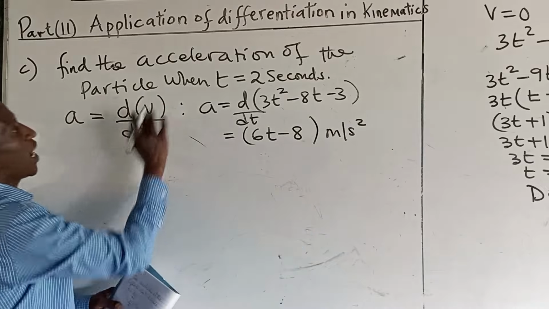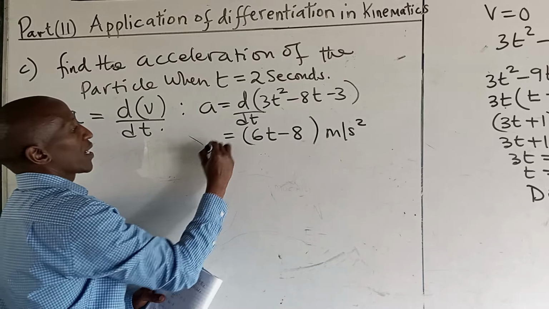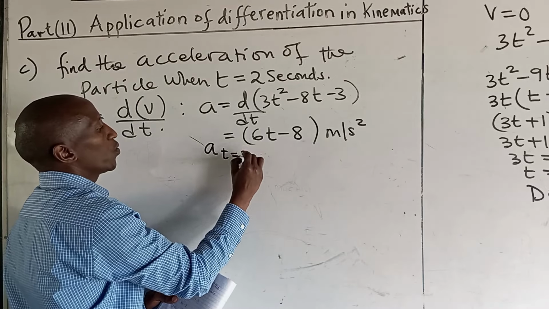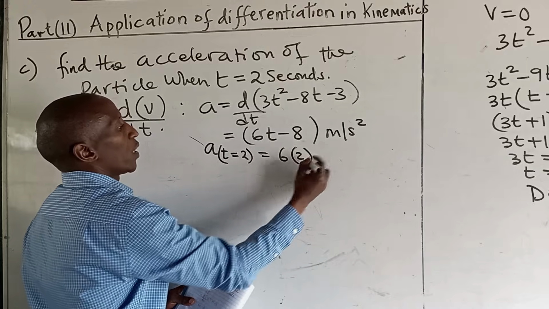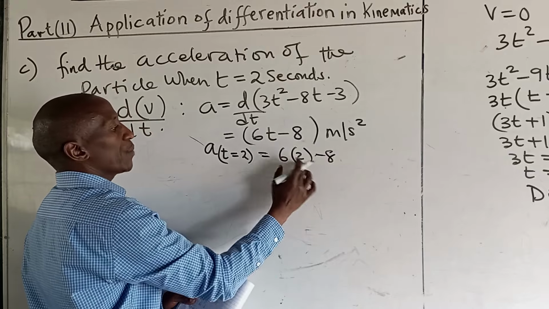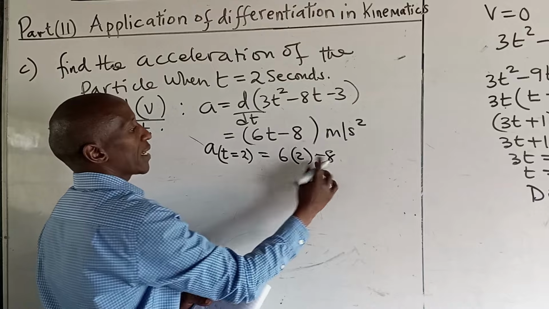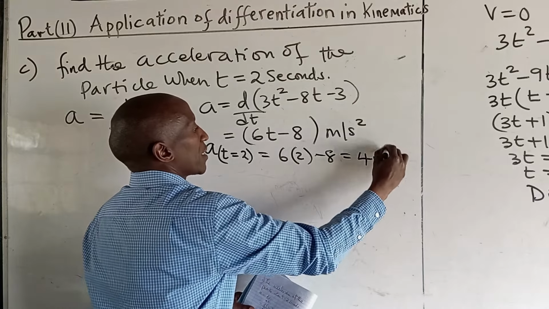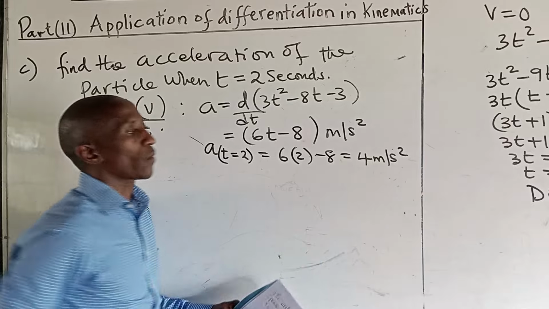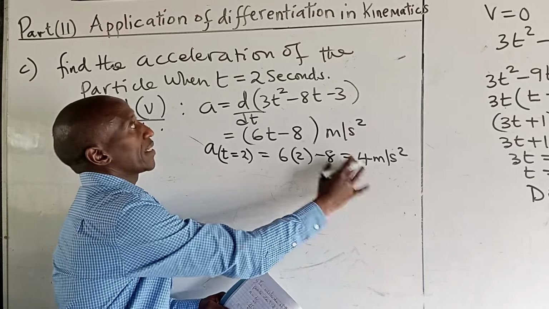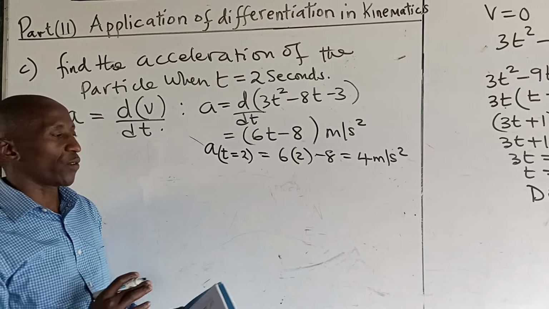And since we asked at a particular time, then we can say acceleration at t is equal to 2 is given as 6, we substitute t for 2, minus 8. This is 6 by 2 is 12. Minus 8, we get 4 meters per second squared. And that is our expected solution for acceleration.